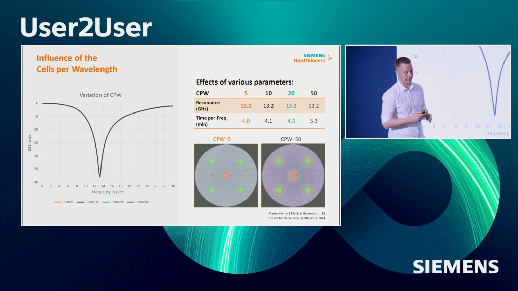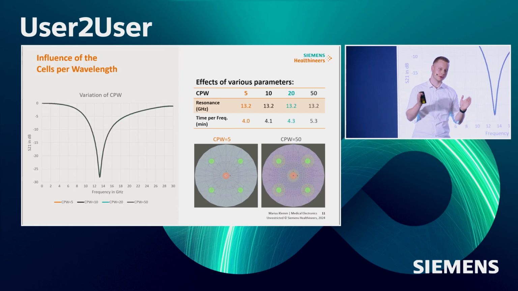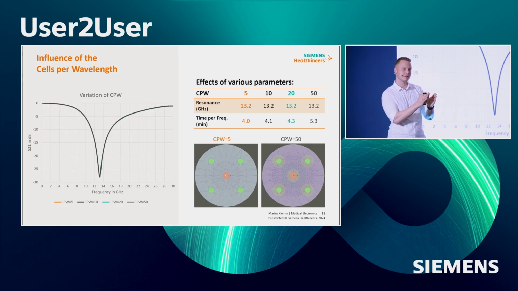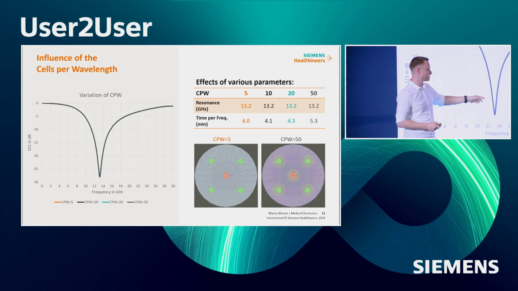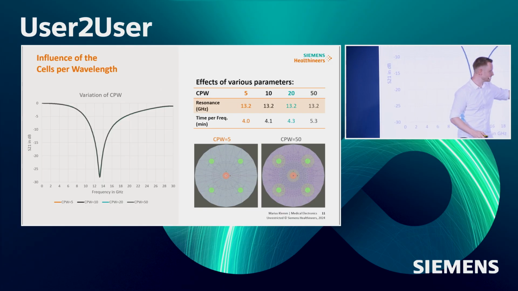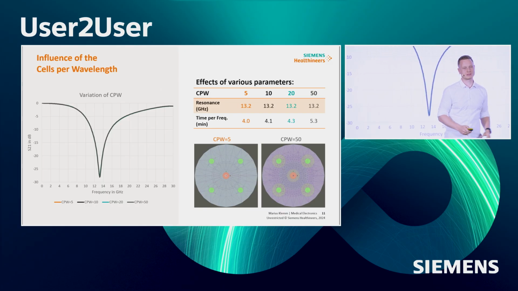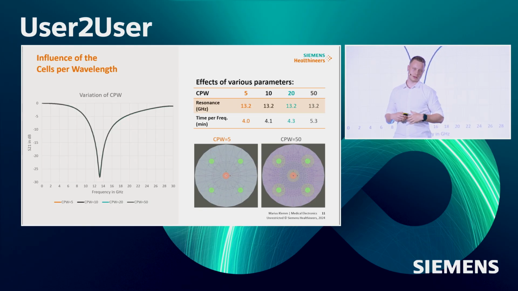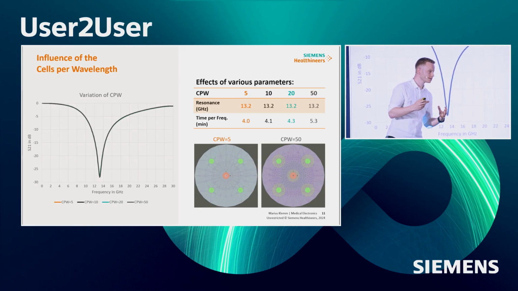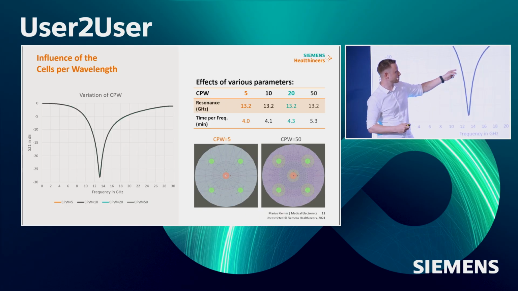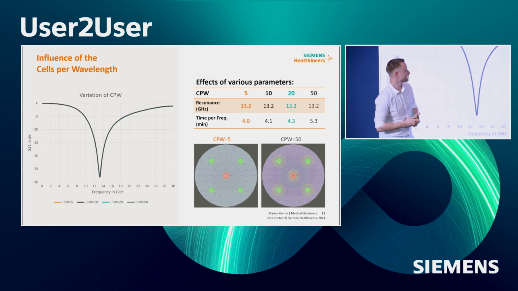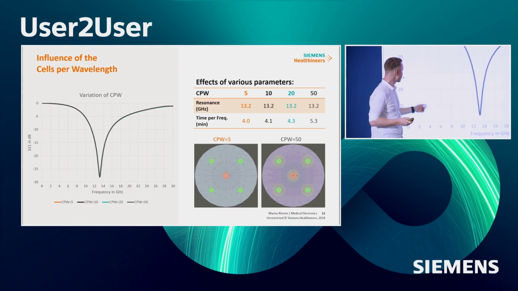The next value is the cells per wavelength. This means if I'm simulating up to 40 gigahertz, 40 gigahertz is a very short wavelength. And within this wavelength, I want to pack either 5 or up to 50 cells of my mesh. On the left one, this is 5 cells per wavelength, and on the right one, you see 50 cells per wavelength for each layer. So the mesh kind of explodes. And the question is, the mesh explodes, the simulation time explodes or increases, and what does it do to a frequency response?